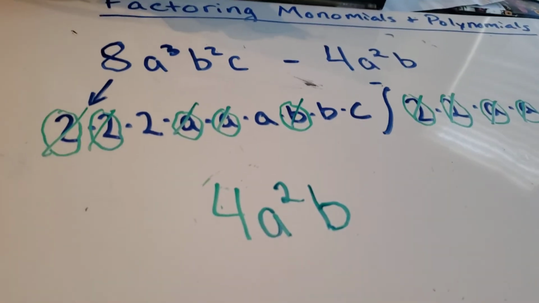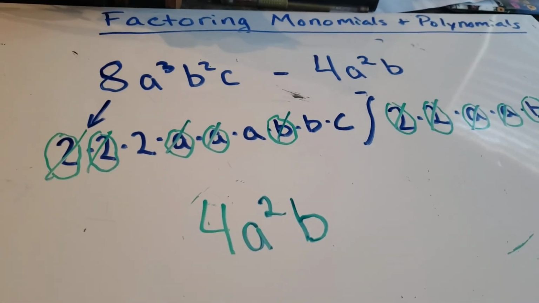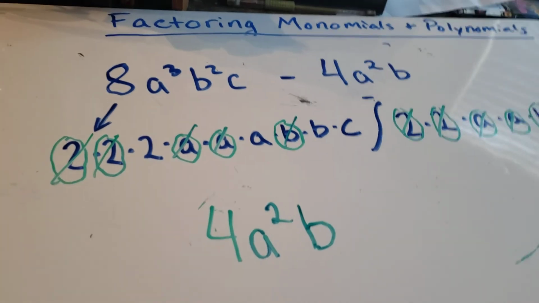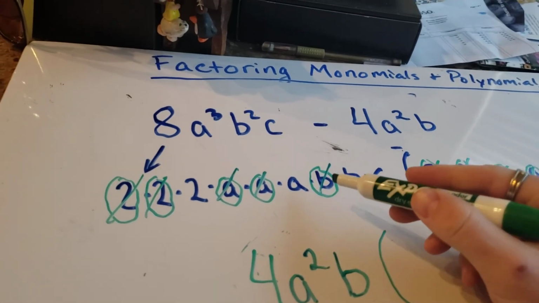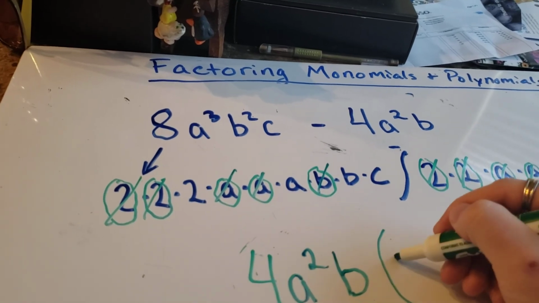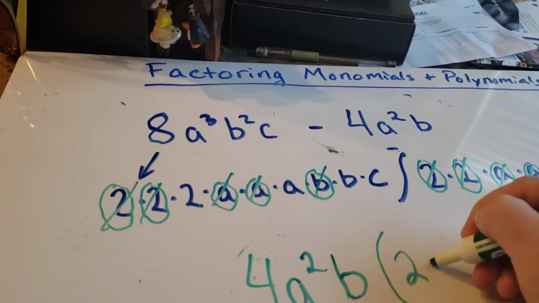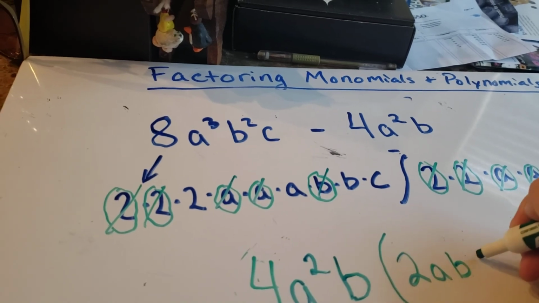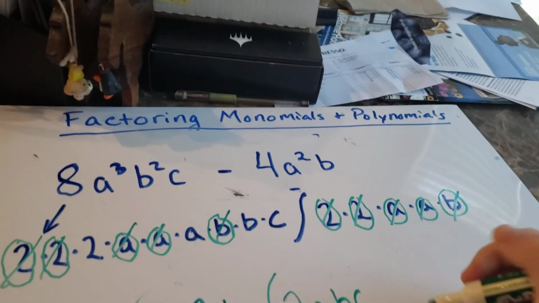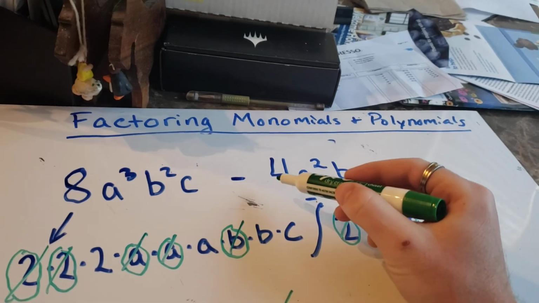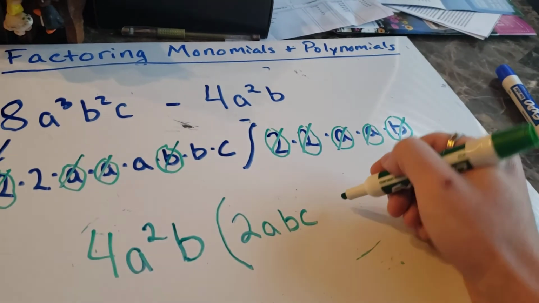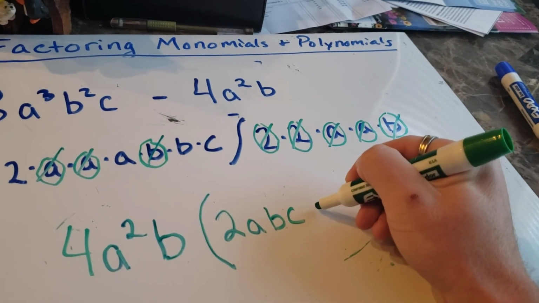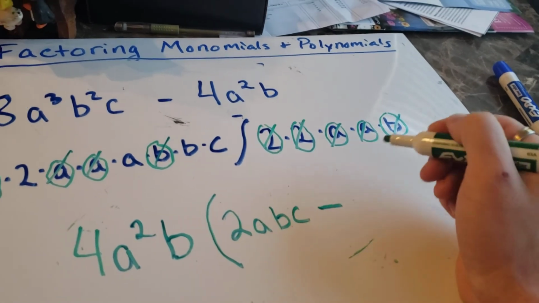So their greatest common factor is 4a squared b. Now, we're going to put what's left over inside of parentheses. So what's left over from our first term, we have a 2, we have an a b, and a c. Okay, this is where it's important. Last problem, we had an addition sign combining these. Now we have a subtraction sign. So what needs to separate the two terms, what's left over from the two terms, is that subtraction sign. That's important. So that subtraction sign needs to follow us through.